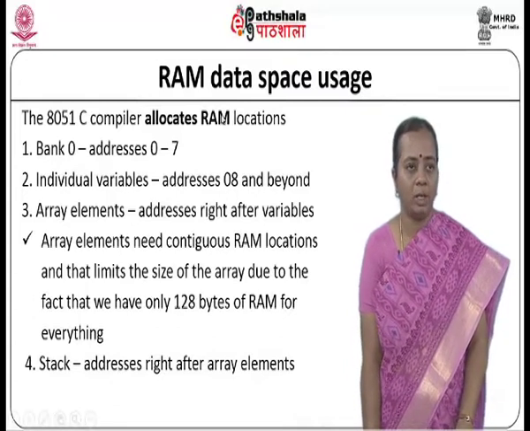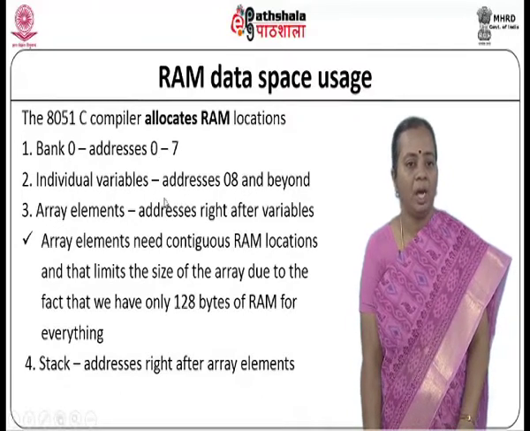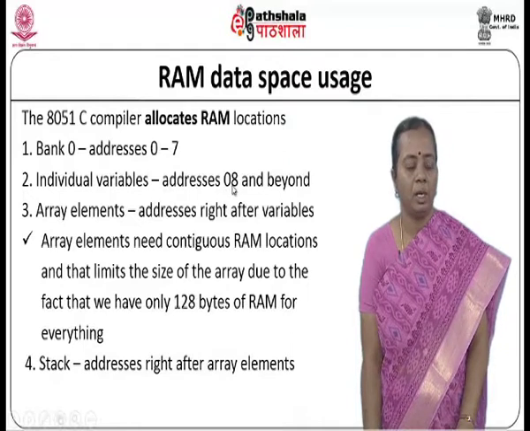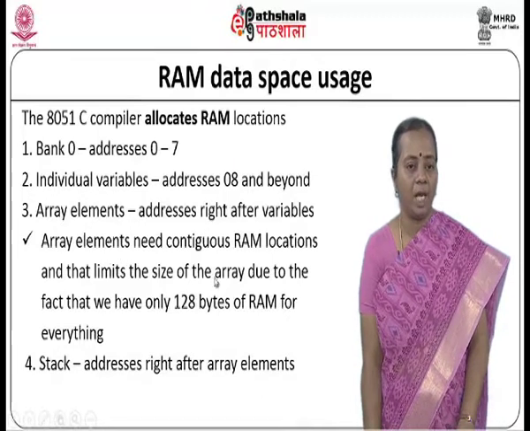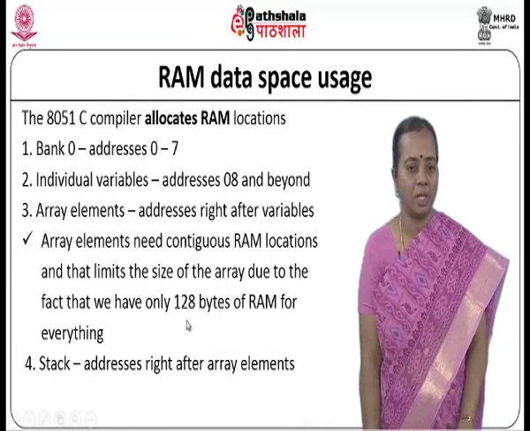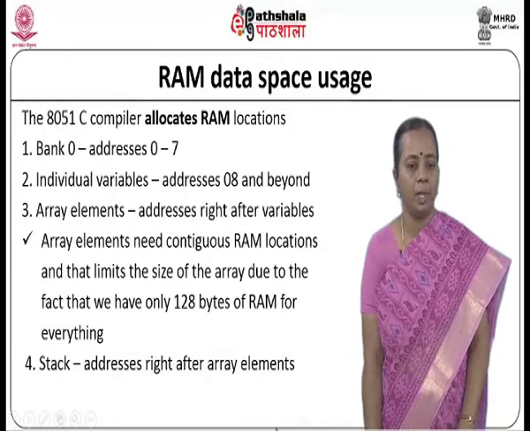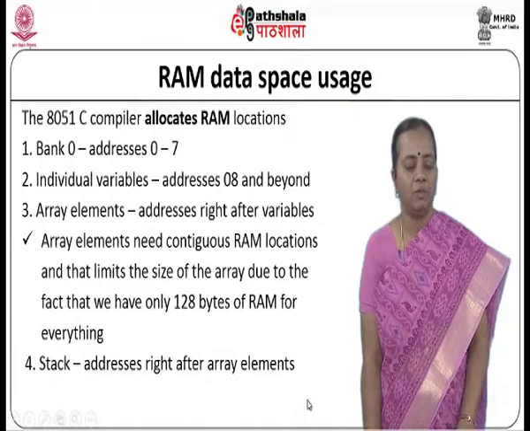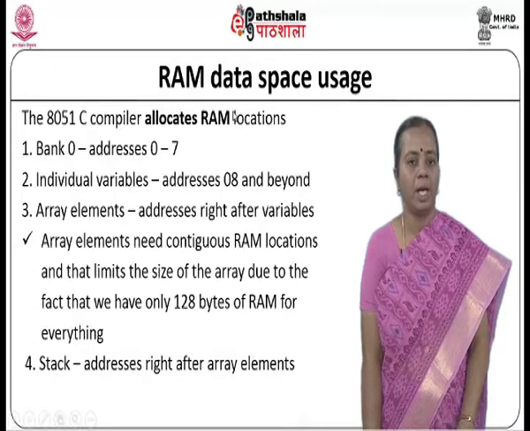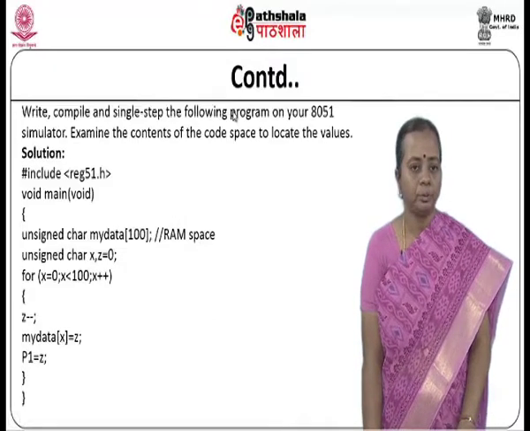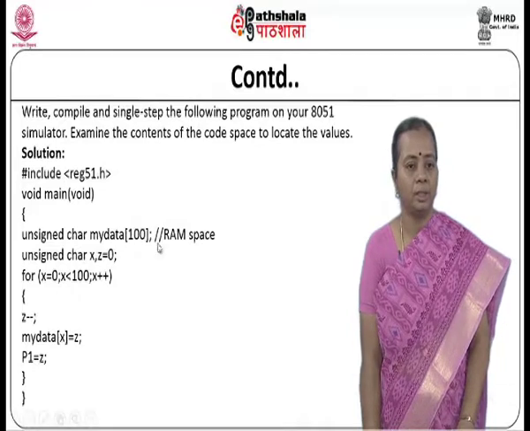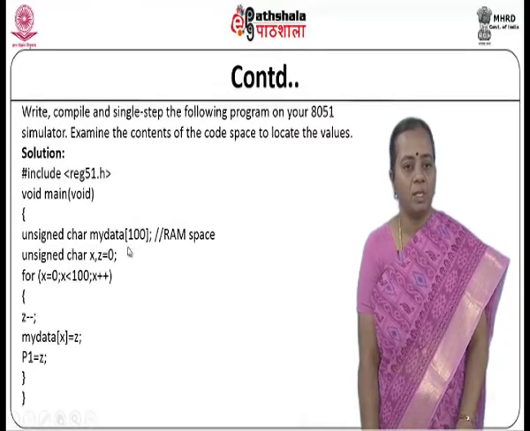You know very well that in the RAM, I have register bank 0, where the addresses start from 0 to 7. After this 0 to 7, individual variables can be stored from 08 onwards. If I have an array, after the individual variables, the array elements get stored. After the array elements, the stack will appear. So, with 128 data locations, we have to fit all these things within that space if I am using only the RAM data space. For example, if it is 100 data, then I can use my RAM space itself.